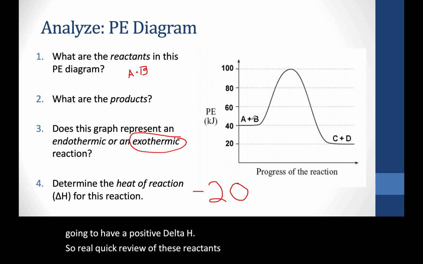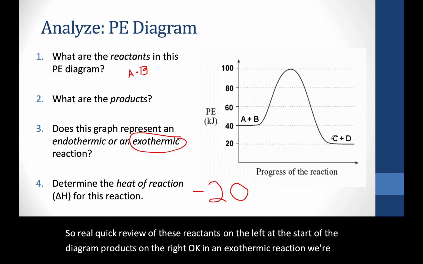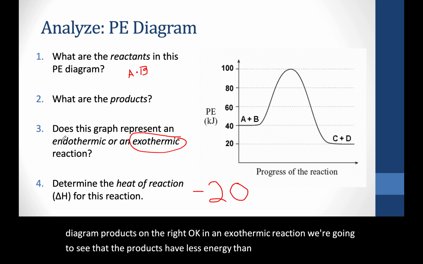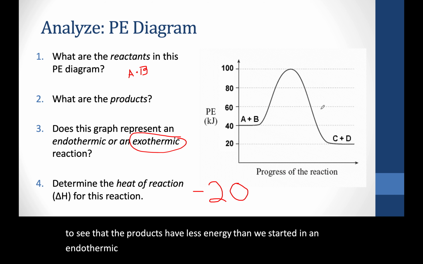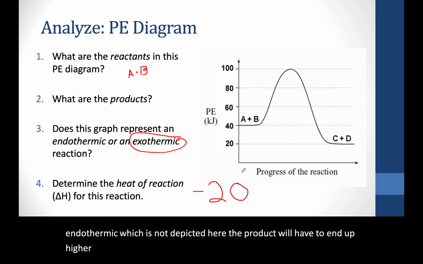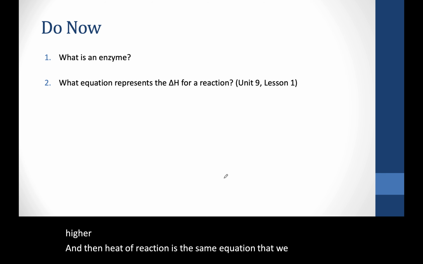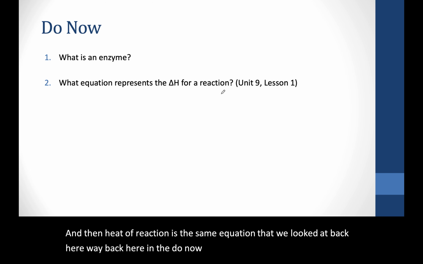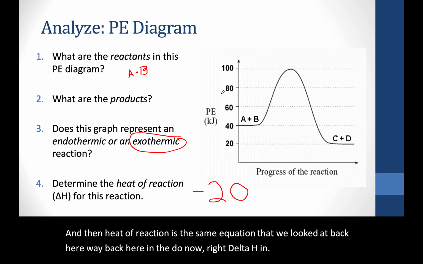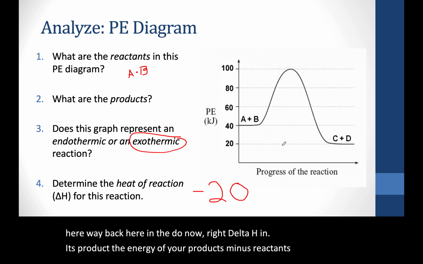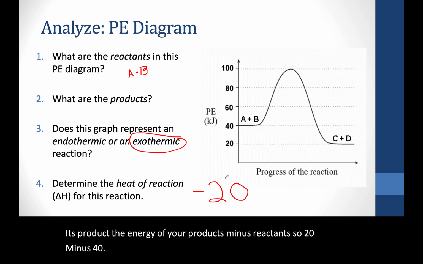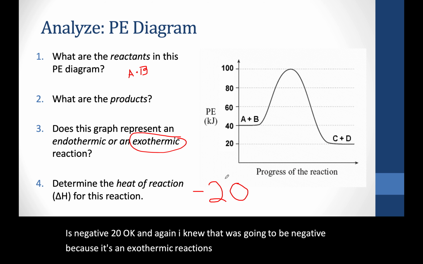So real quick review of these. Reactants on the left at the start of the diagram, products on the right. In an exothermic reaction, the products have less energy than we started with. In an endothermic, which is not depicted here, the products will have to end up higher. And then heat of reaction is the same equation that we looked at way back in the do now. Delta H is the energy of your products minus reactants, so 20 minus 40 is negative 20. Again, I knew that was going to be negative because it's an exothermic reaction. Exothermic reactions always have negative delta H's.